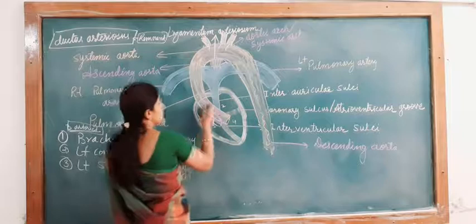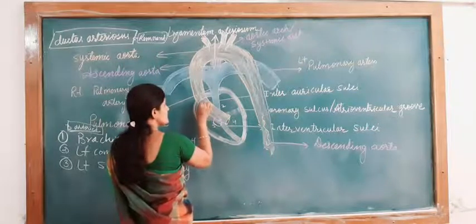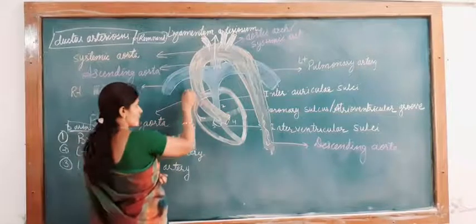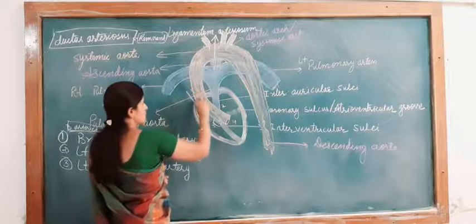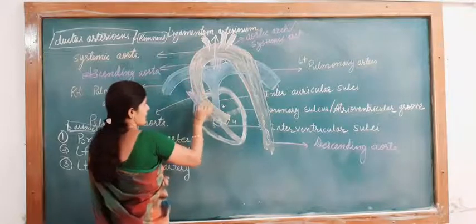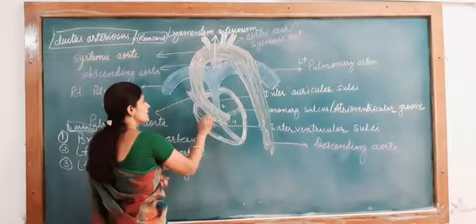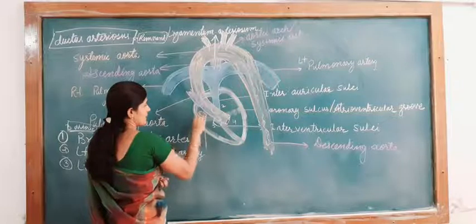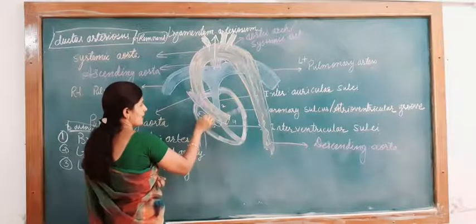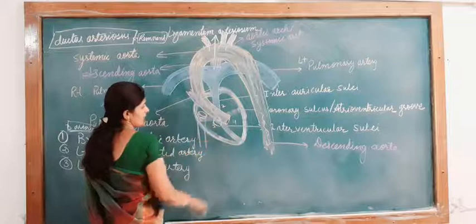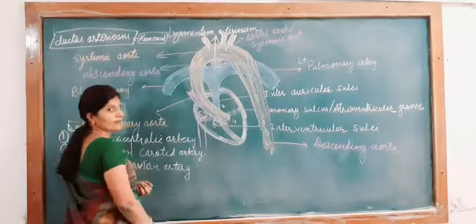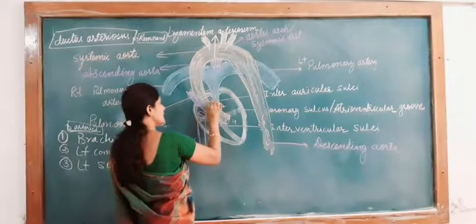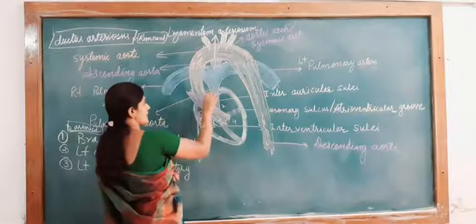Which ones? First is the superior vena cava. From here the superior vena cava opens here, and the inferior vena cava comes and opens here. The superior and inferior vena cava bring the deoxygenated blood. And one more opening is present in this chamber, that is the coronary sinus.